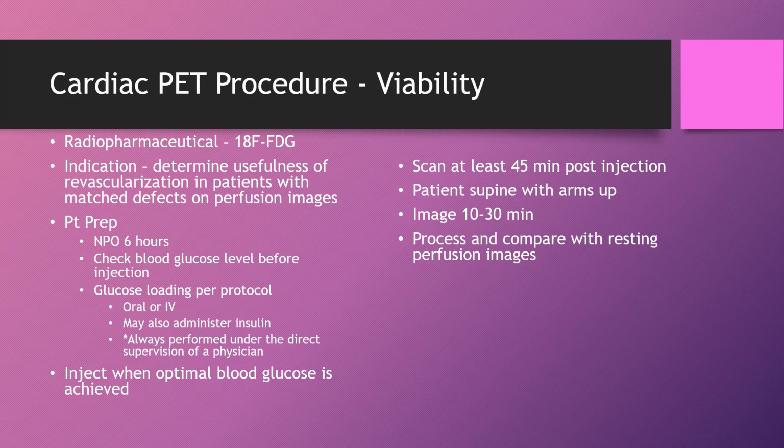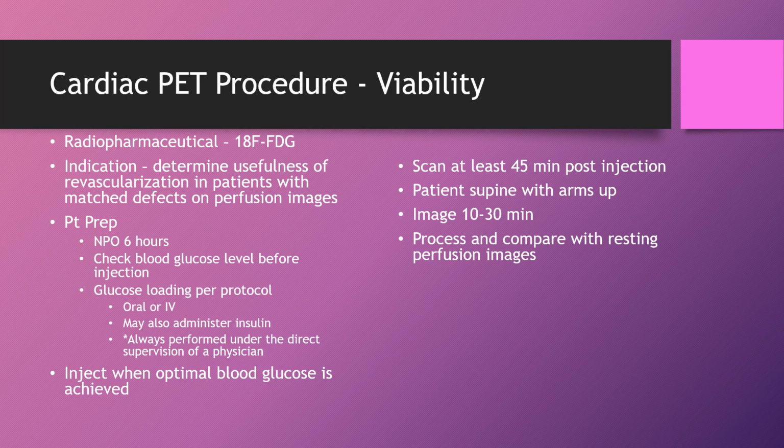Patient prep: the patient should be NPO for 6 hours. It is important to check the blood glucose levels before injection, and glucose loading can be done per protocol. Some places don't do it, some places do, some places use oral, some places use IV glucose, and some places may also administer insulin. There are a few different protocols for glucose loading if a facility decides to do it. One key important factor, though, is that it's always performed under the direct supervision of a physician.